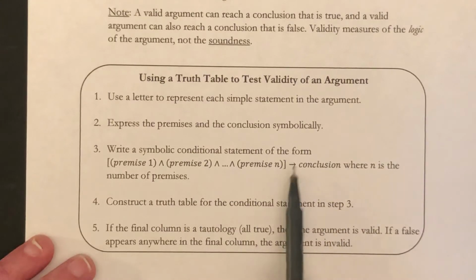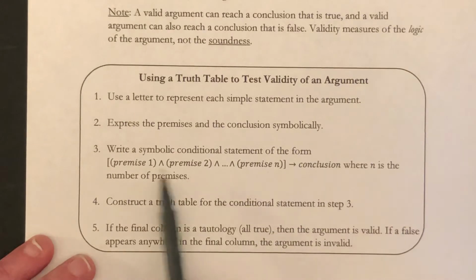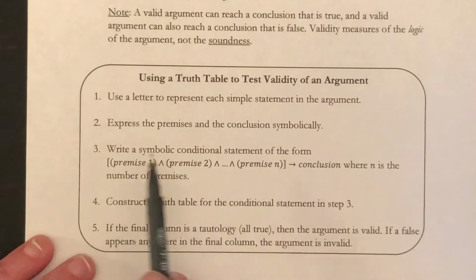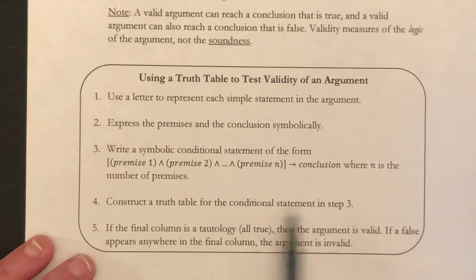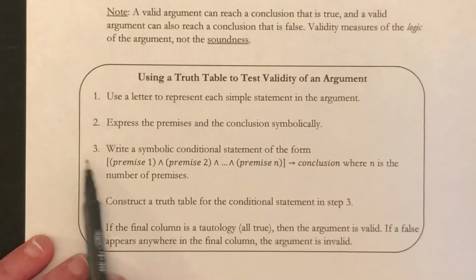I think this will make a lot more sense when you see an example problem. And in this right here, n is the number of premises you have. Okay, then we're going to construct a truth table for this conditional statement, which means we're going to have a lot of different pieces, but we'll get there. And then, how do we know if it's valid or not? If the final column, after we've tested this whole huge conditional, if the final column is a tautology, which means it's all true, then the argument is valid. If a false appears anywhere in that final column, it's an invalid argument.